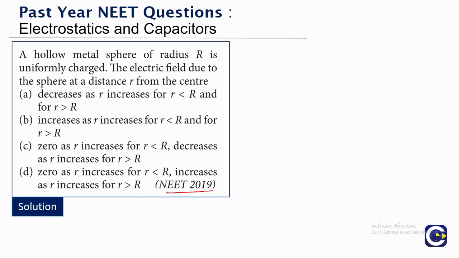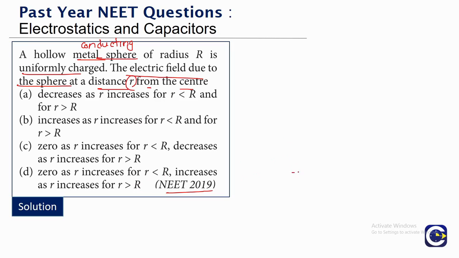A hollow metal sphere. Metal sphere means what? This is a conducting sphere. So a hollow metal sphere of radius capital R is uniformly charged. The electric field due to the sphere at a distance small r from the center. So because of a charged sphere. But the thing is what? Here it is a conducting sphere.